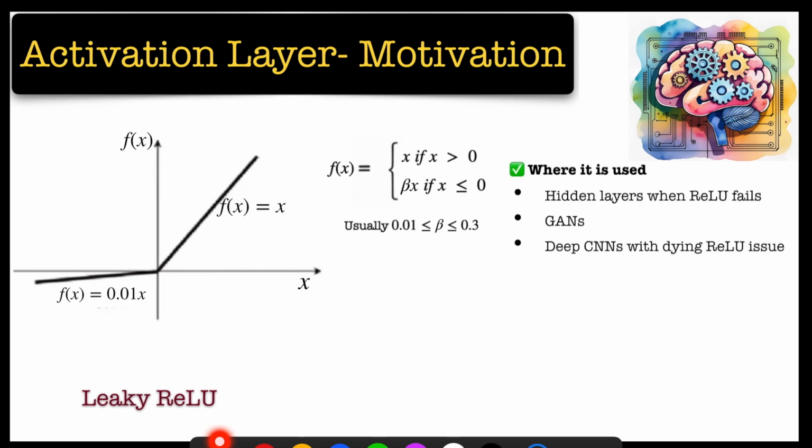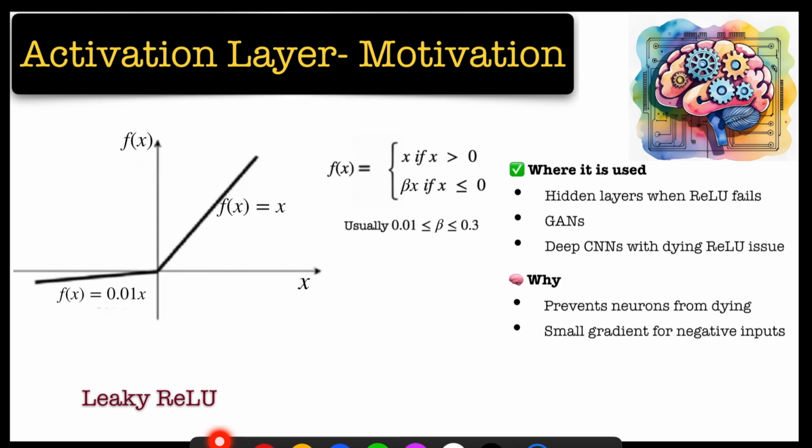Where is it used? In hidden layers when ReLU fails, in GANs, generative adversarial networks. These are complex topics we'll discuss much later. Also in deep CNNs, CNN being convolutional neural network, in computer vision. So in deep CNNs with the dying ReLU issue, we use Leaky ReLU.